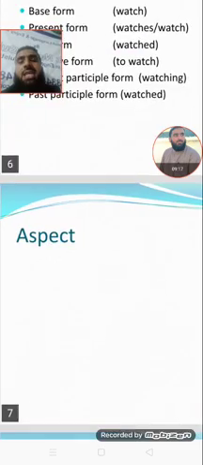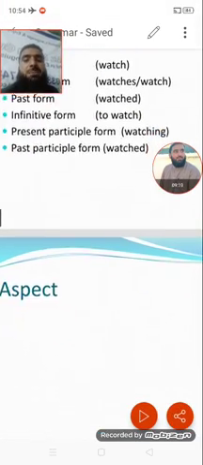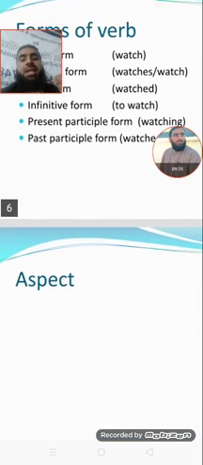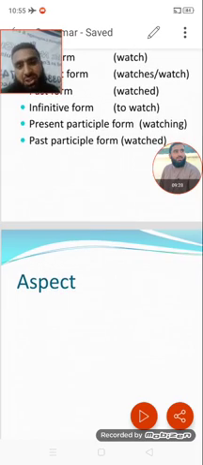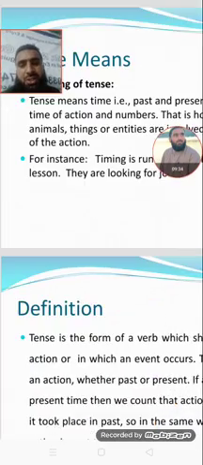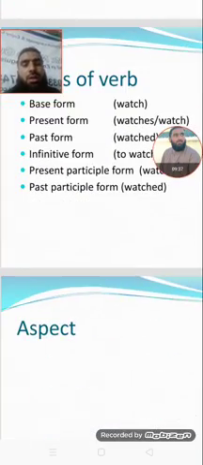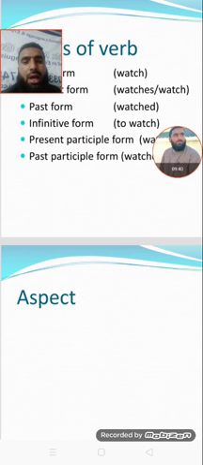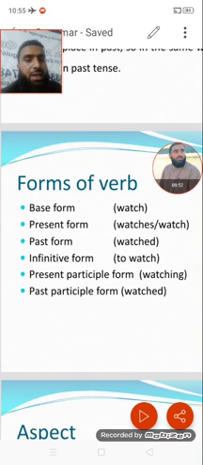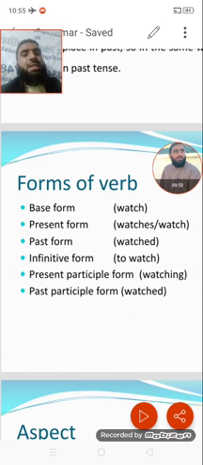So now, what is aspect? Aspect shows the degree of completeness or incompleteness of the action. Like, he has gone to Karachi. So now this action is completed. But like, he is going to Karachi, this action is continued. The degree of incompleteness is there.